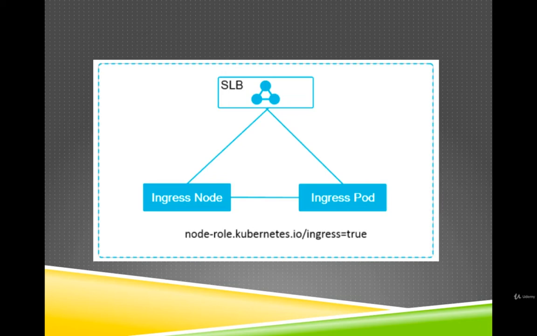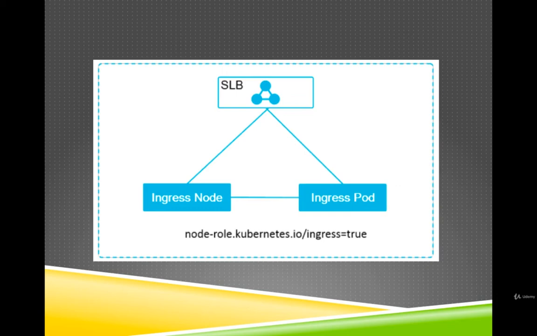The ingress server load balancer backends only mount the cluster nodes with the tag node-role.kubernetes.io/ingress is equal to true. The ingress pod is only deployed to the cluster nodes with the tag node-role.kubernetes.io/ingress is equal to true. So, first step, add a label for ingress nodes.